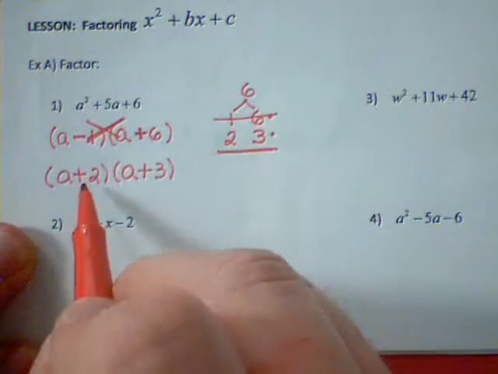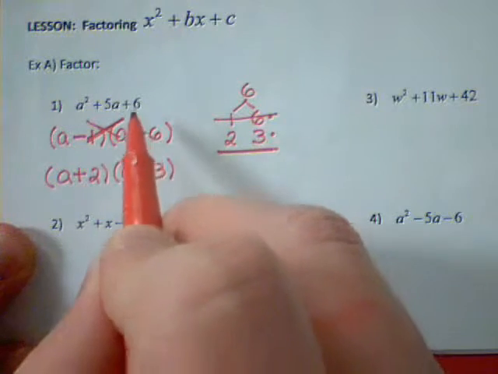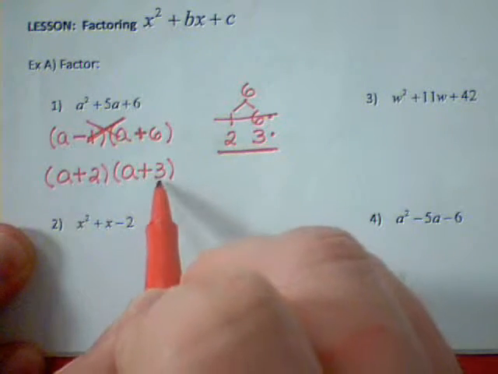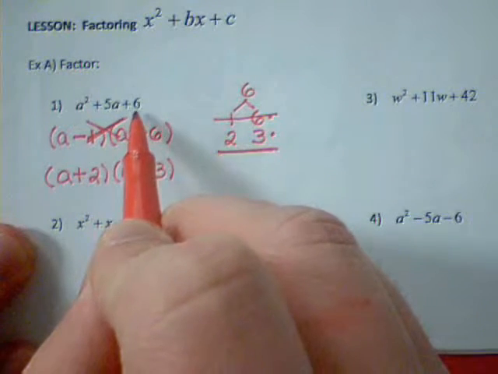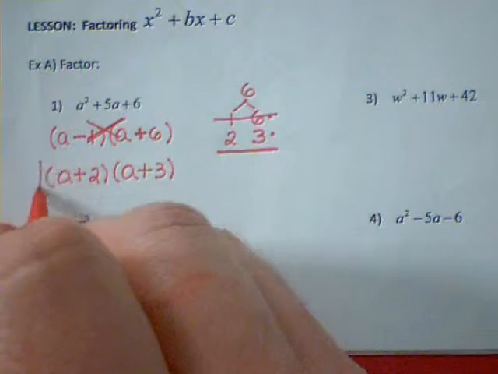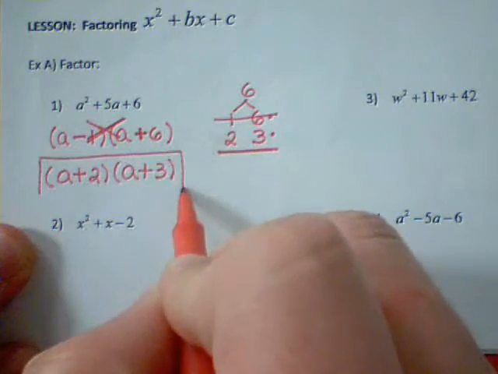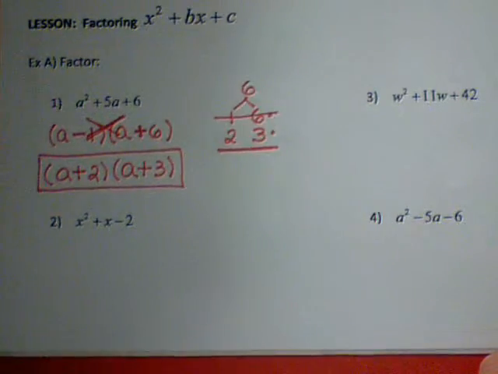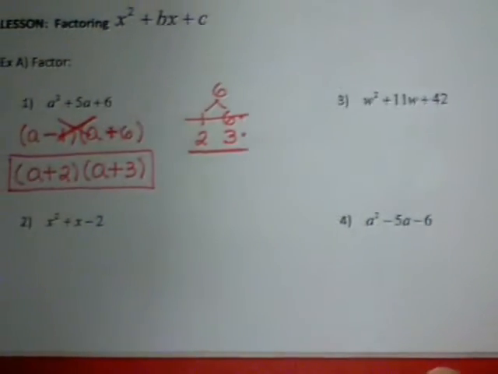Final check. When I multiply these two numbers, do I get this last number over here? Positive 2 times positive 3, is it equal to positive 6? The answer is yes. So guess what? We got our answer. Okay. Let's go ahead and skip number 2 right now and go to number 3.